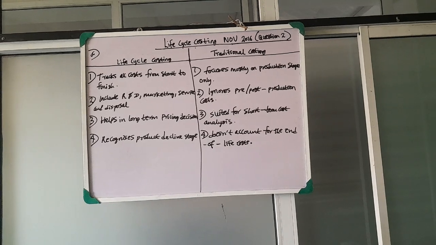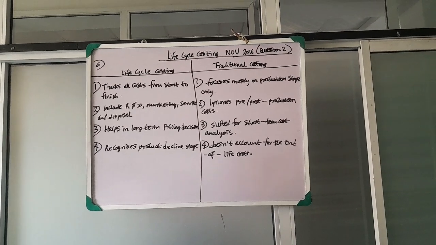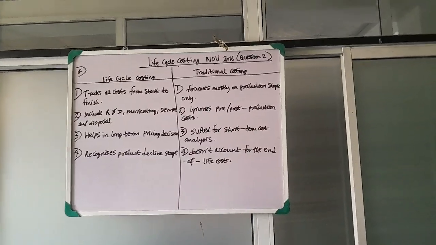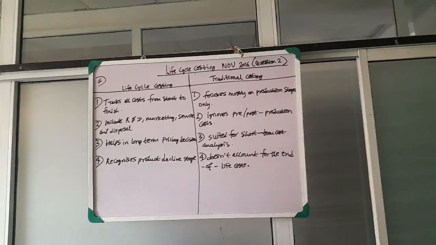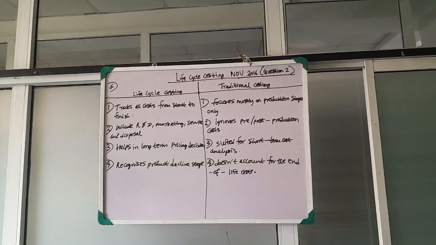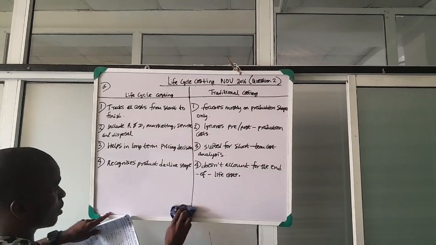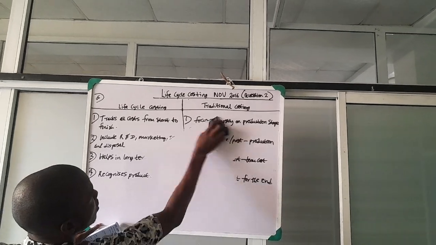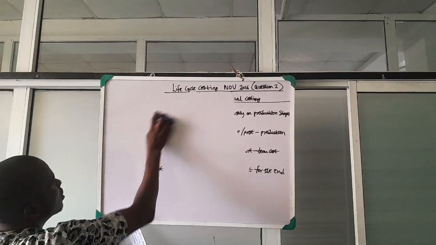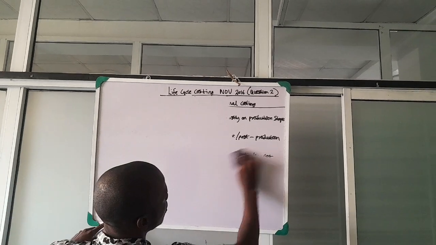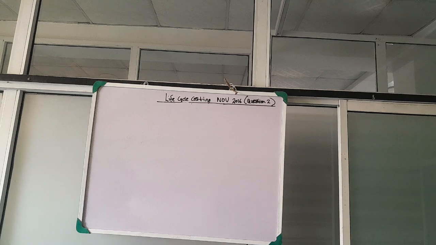So we'll take the B part of the question, which says calculate the cost per unit over the whole life cycle and comment on the price to be charged. So we'll provide a solution to that B part of the question.